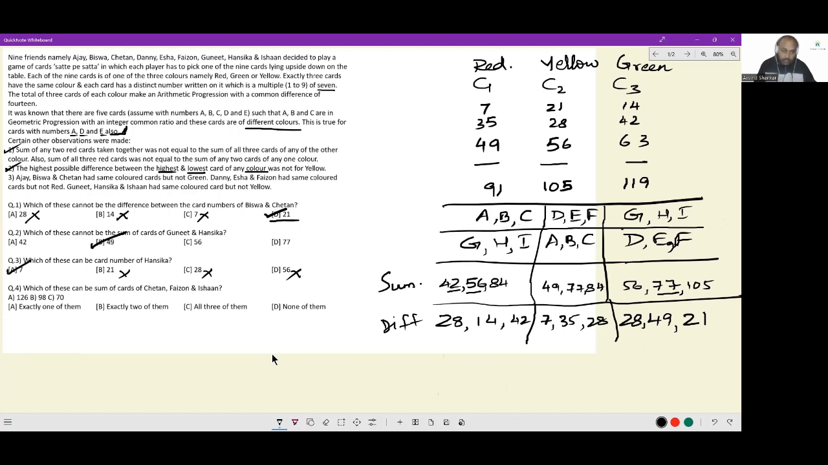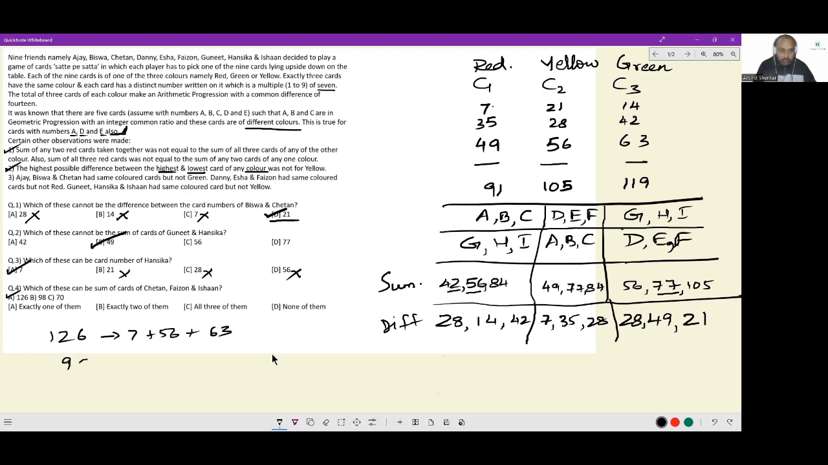Okay. Which of these can be the sum of cards of Chetan, Faizan and Ishan? Chetan, Faizan and Ishan belong to three different groups. So I need one number from here, one number from here, and one number from here, and see if I can reach 126. Now 126 divided by 7 is 18. I need three numbers that get into 18. For 126, the breakdown can be 7 plus 56 plus 63. These three get me to 126. So this is indeed possible.